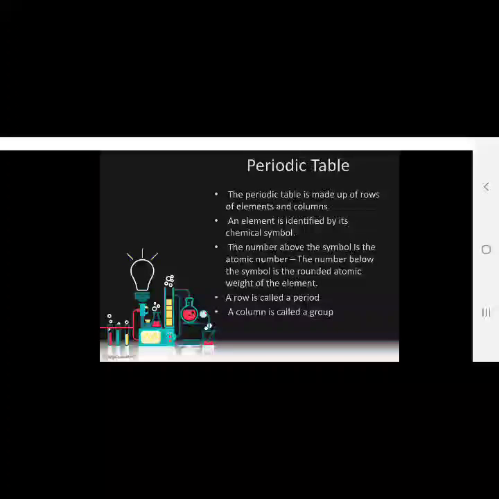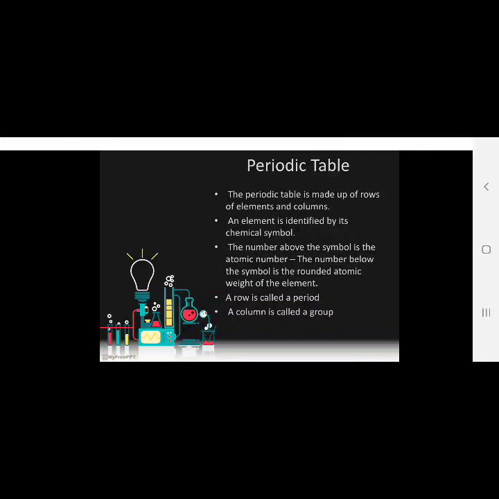The vertical columns on the periodic table are called groups or families because of their similar chemical behavior. All the members of a family of elements have the same number of valence electrons and similar chemical properties. The horizontal rows on the periodic table are called periods.